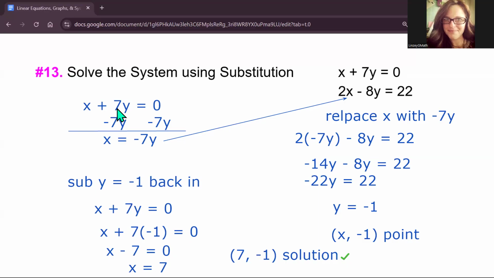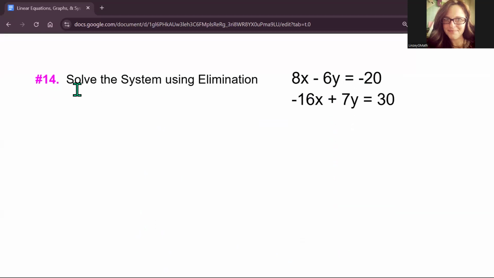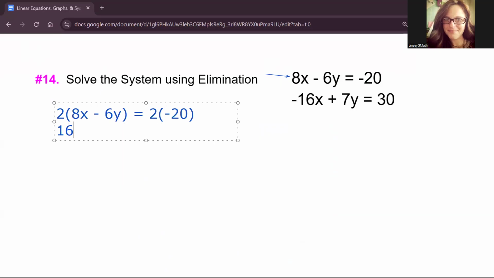And the last one, we'll solve a system using elimination, adding or subtracting the two equations together to get one of the variables to eliminate. I don't see anything that we could eliminate as is. So I'm going to start by multiplying the top equation by 2, both sides. You'll see we now get 16x minus 12y is equal to negative 40.